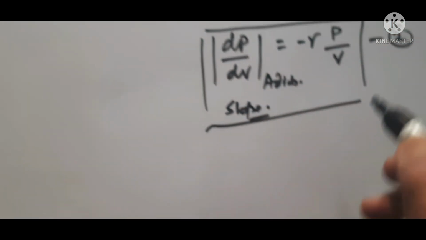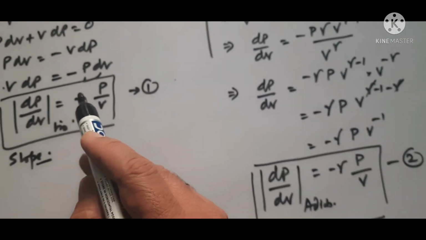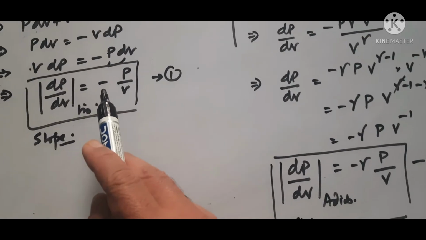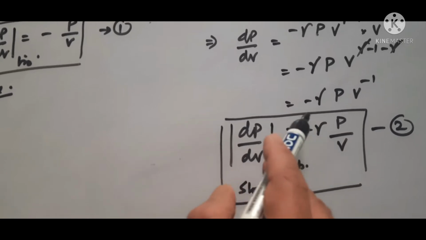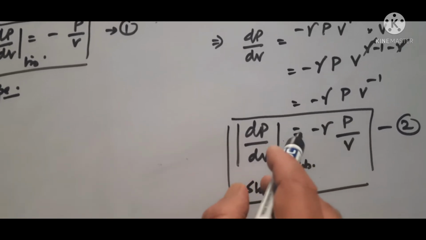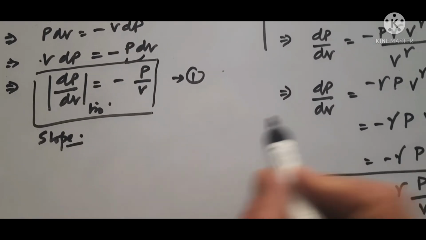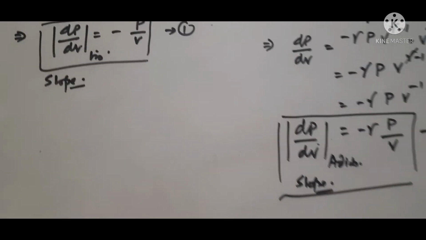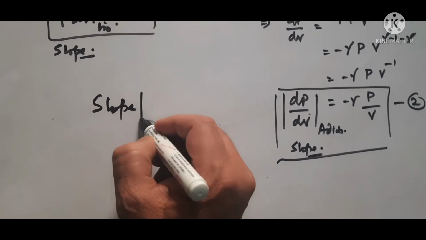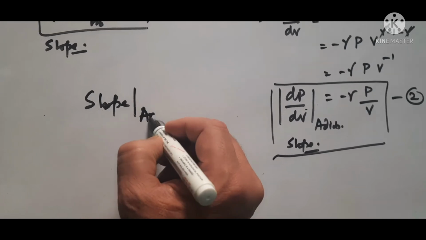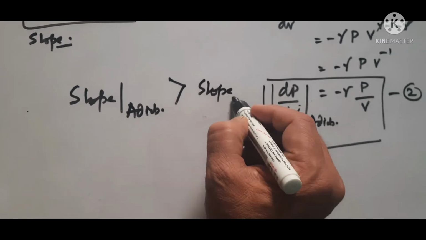Now you have to compare this and this, isothermal and adiabatic. If you look properly, here it is only minus P by V, here minus gamma into P by V. Obviously the magnitude of this quantity is more. So the slope is more for adiabatic than the isothermal. So the slope for adiabatic is greater than the slope for isothermal.